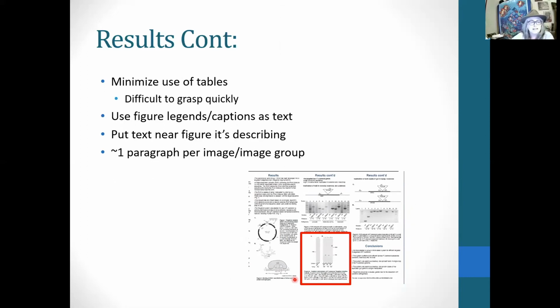Results continue. Again, tables, hard. Figures, yeah. One paragraph per image, that's what you usually do. Do an image or an image group. Sometimes you put 4 pictures together, just put 1 paragraph with them. So this here is a group and that has its one paragraph, but you might want to carefully label A, B, and C so that they refer to it and you know what they're talking about.